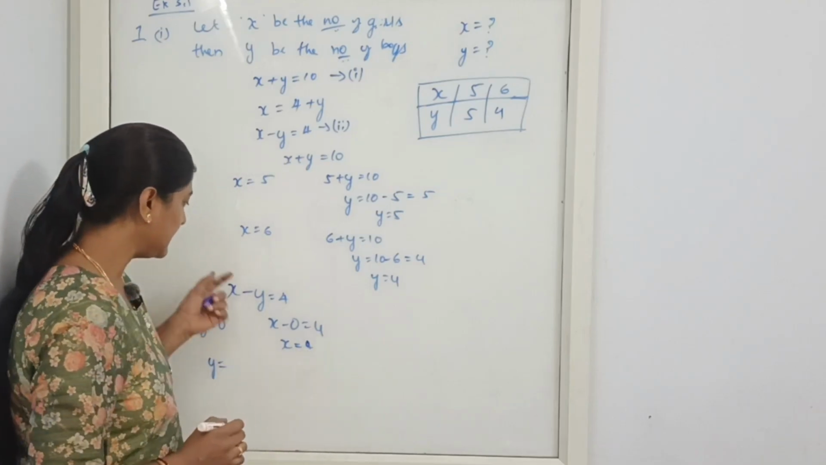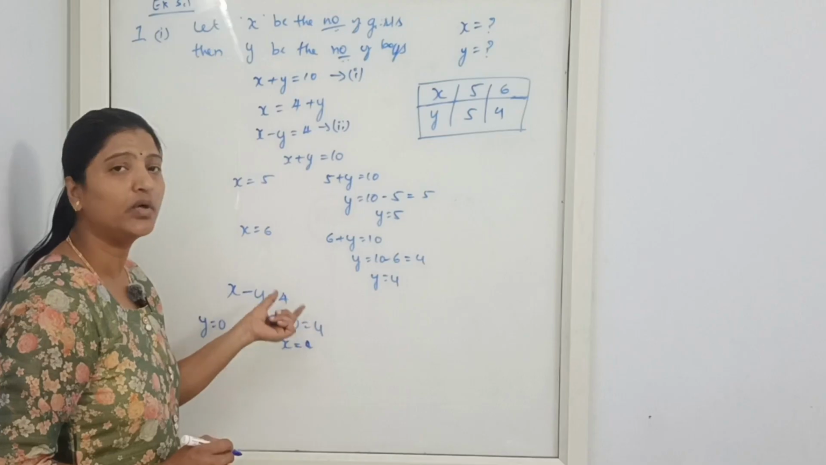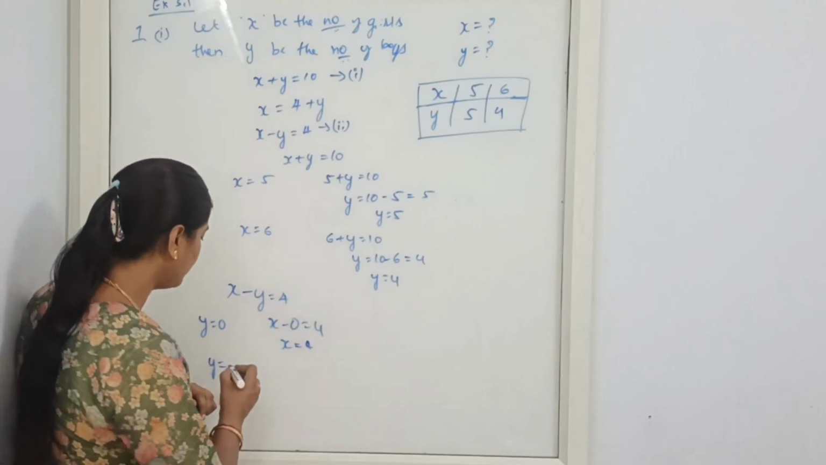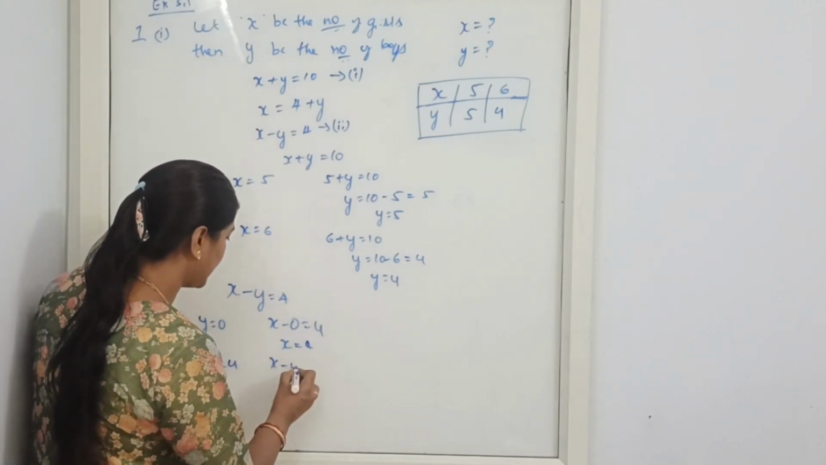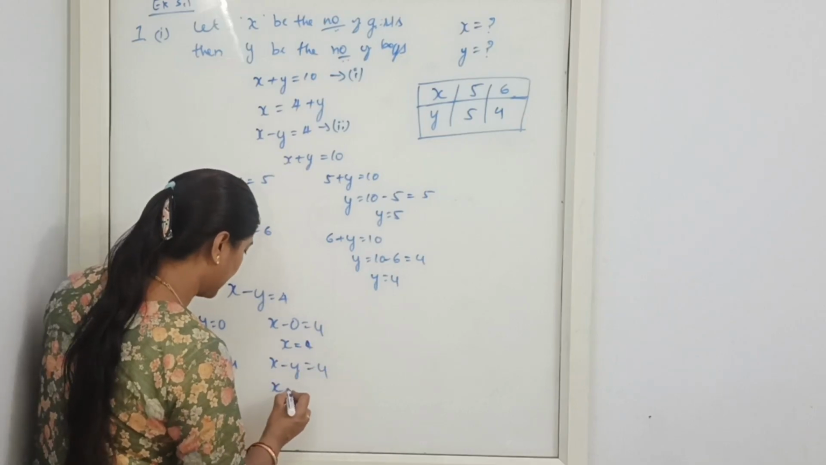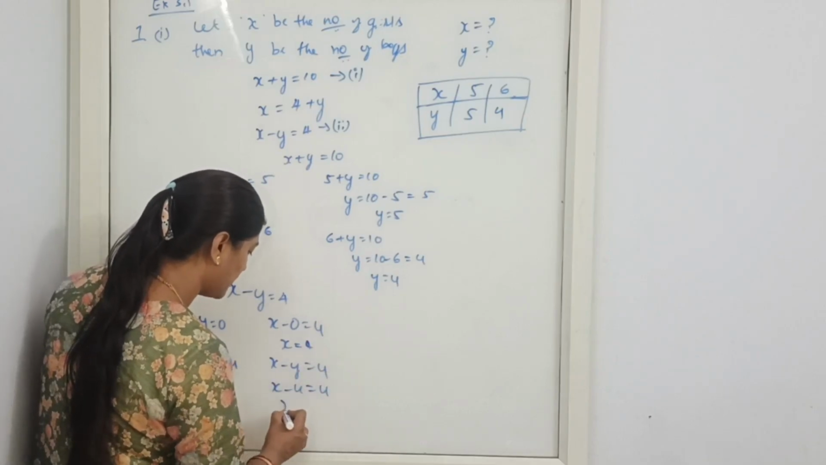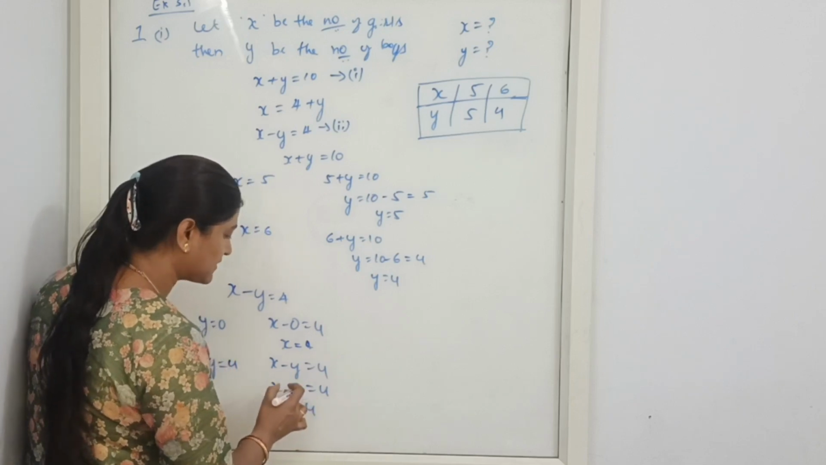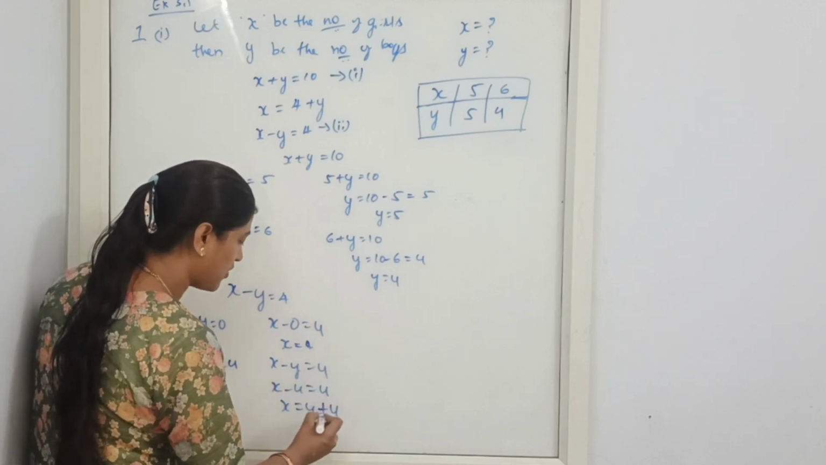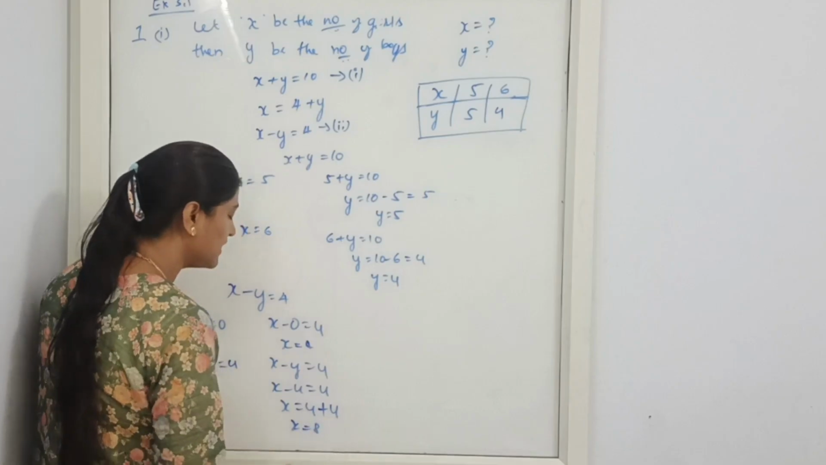And next, at least the y value should be equal to 4 or more than 4, right? You can give 4 only. x minus y is equal to 4, so x minus 4 is equal to 4, and x is equal to 4. Transpose this 4 to that side, it becomes positive, and the x value is 8.